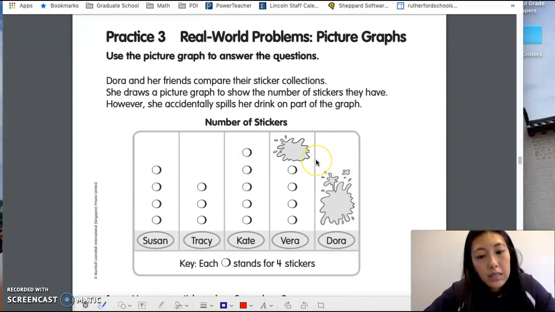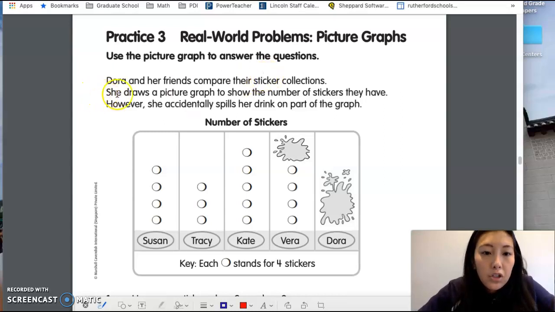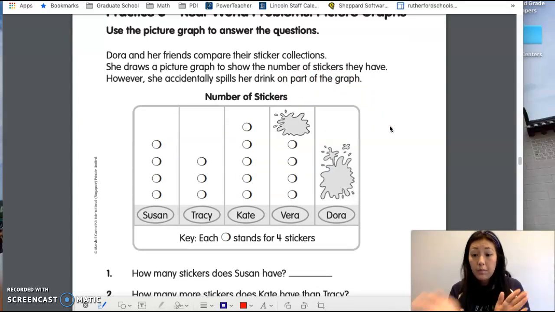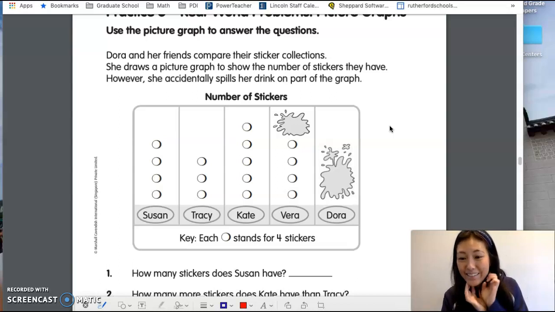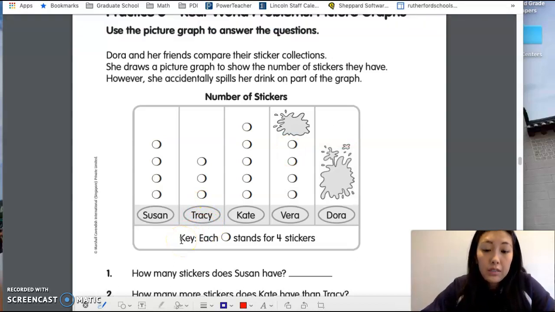So here is today's activity. Boys and girls, it says here, Dora and her friends compare their sticker collections. She draws a picture graph to show the number of stickers they have. However, she accidentally spills her drink on part of the graph. So remember 2 lessons ago, before we made tallies, what was the most important thing I told you that you needed to look at? Good, I heard somebody say it. The key.